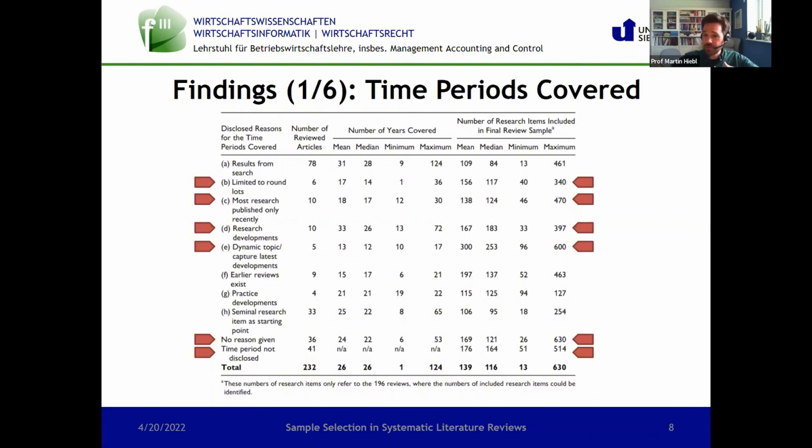So of course they tried to cover everything that was there, which means that for some papers they covered a very large time frame of up to 124 years. On average they covered 31 years, and on average, they covered 109 articles. So not too much, but this probably can be explained by the choice of the research question.